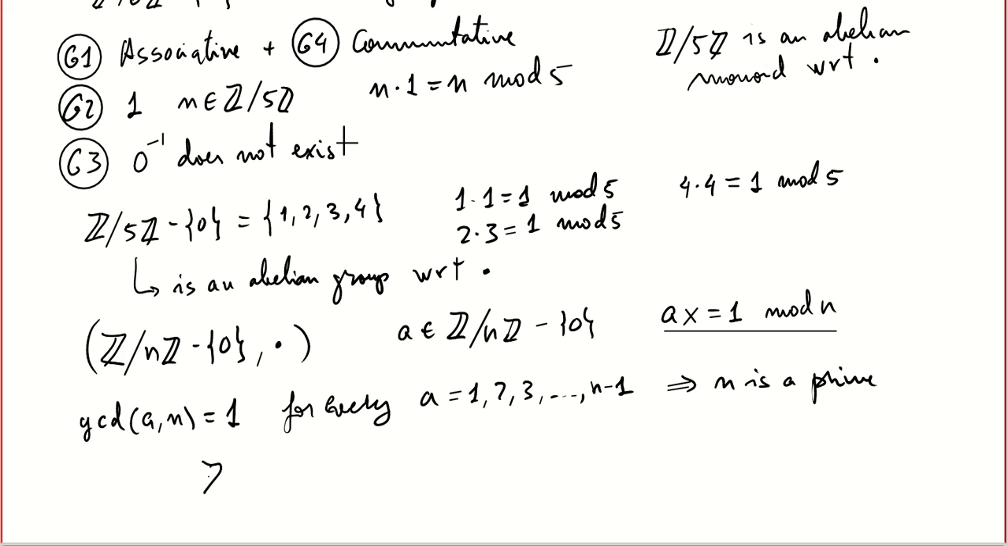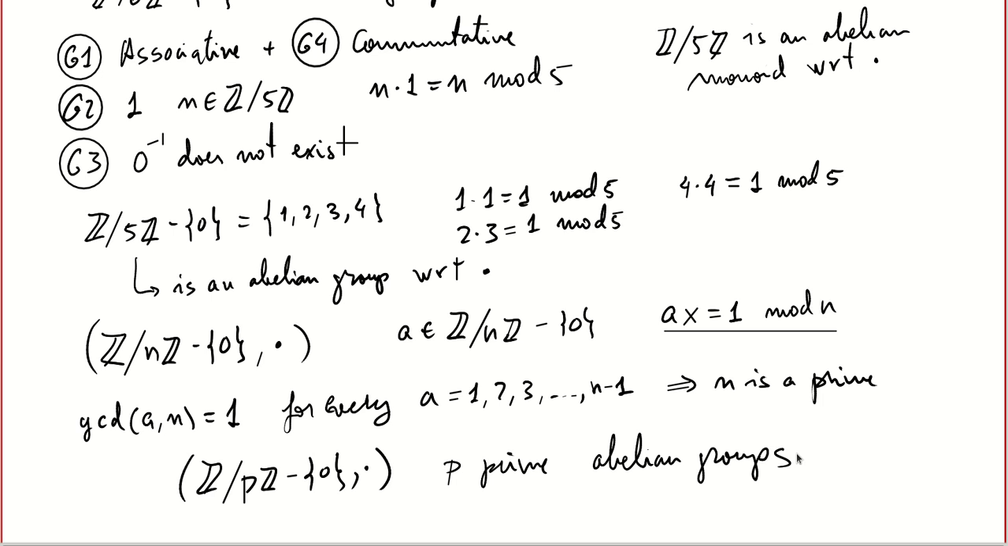So only these sets, minus 0, with respect to the product, where p is a prime, these are abelian groups, right? If n is not a prime, then this is just a monoid, because there are elements which lack the inverse. And one case we saw is the case where n is equal to 6, right? Which is not a prime, and this is not a group, because there are elements like 2 which do not have an inverse.